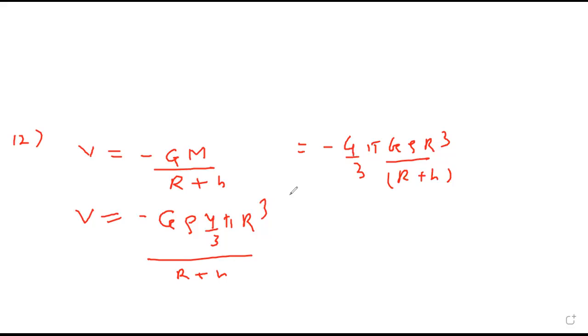Check where it is present. 4 by 3 pi R cube G rho upon R plus h. That is option C.